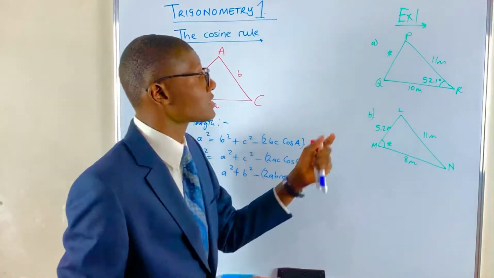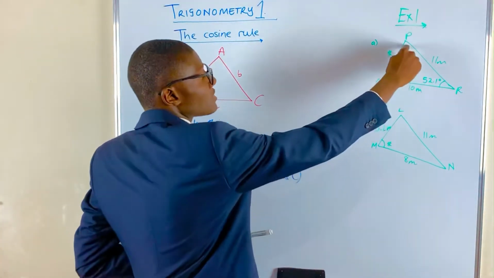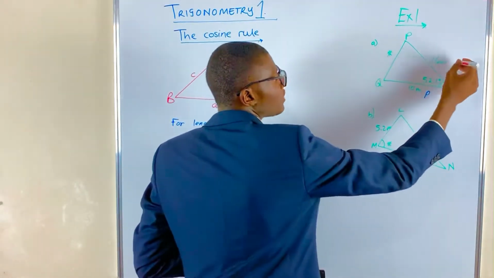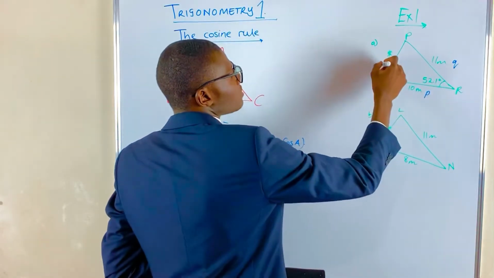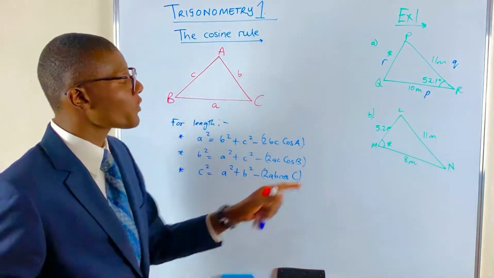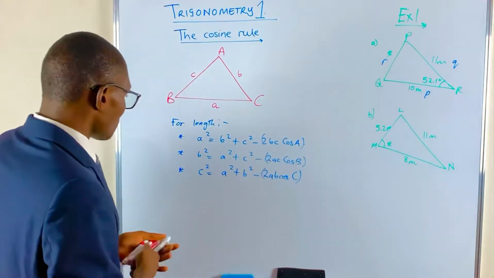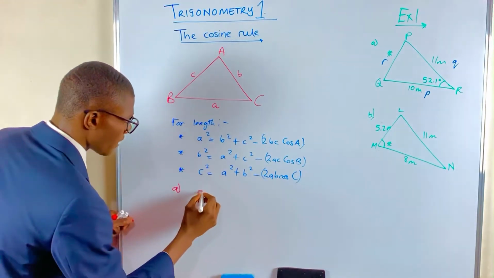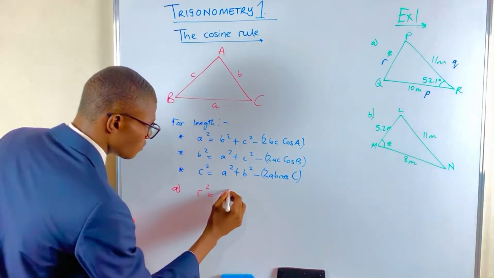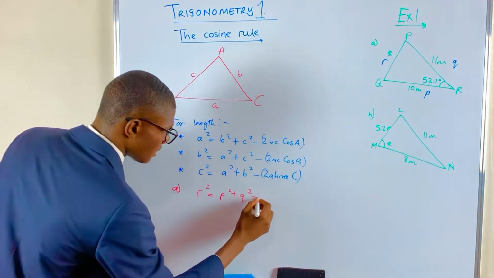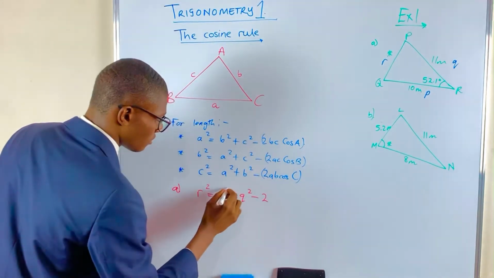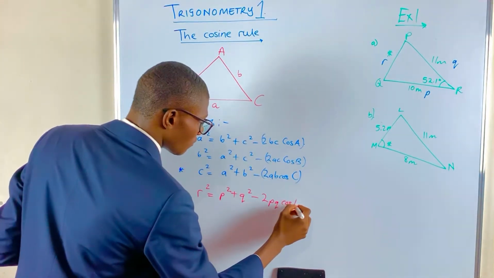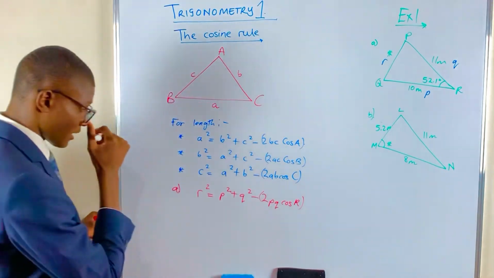So now let's look at the first example, example A, whereby we're required to find the side. Labeling the sides of this triangle, the side opposite the angle P is small p, opposite Q is small q, and opposite R is small r. So we want to find the side marked r. Writing down our formula, r squared is equal to p squared plus q squared minus 2pq cos of the angle R.